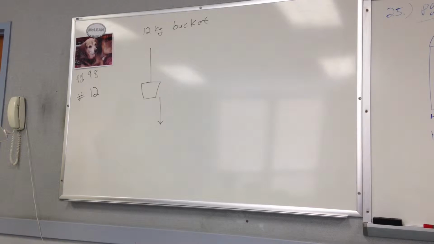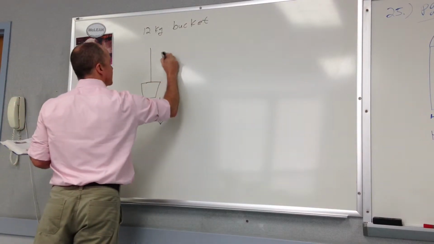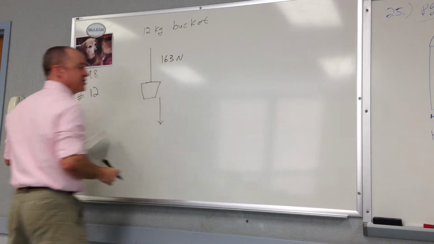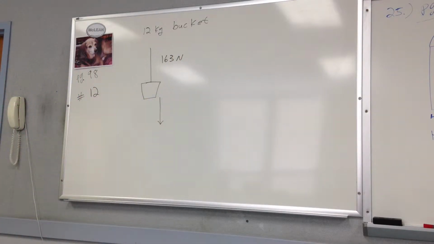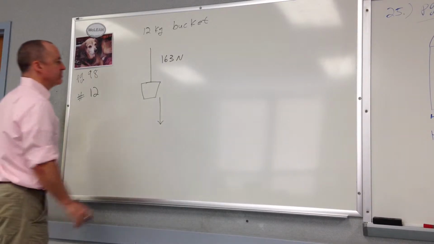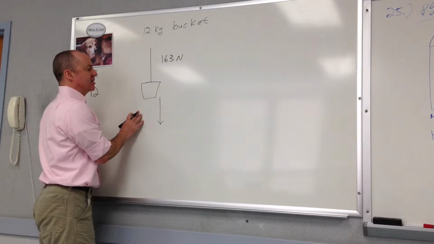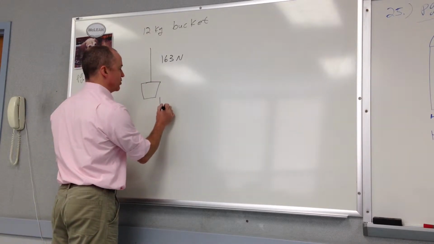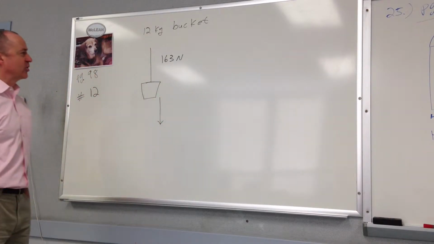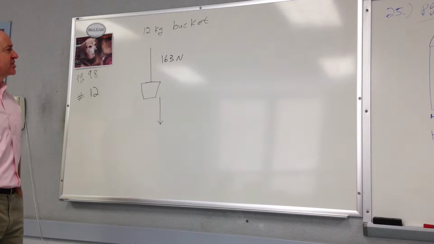It's being lowered vertically by a rope in which there is 163 newtons of tension. Okay? And the question is, what is the acceleration of the bucket? Is it up or down? Okay. Bucket's being lowered, so that means it definitely has a downward motion, displacement, and a downward velocity. There's 163 newtons on the bucket.